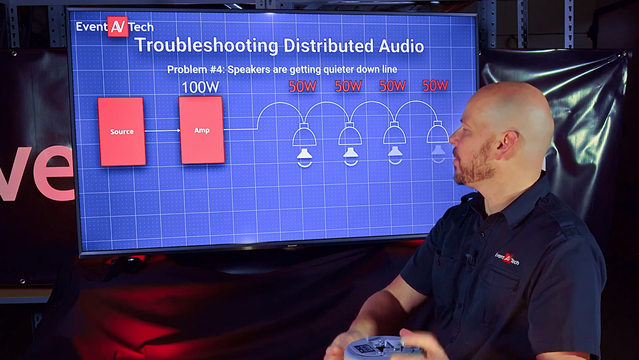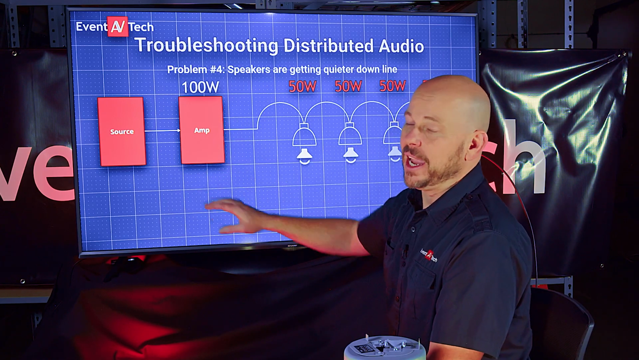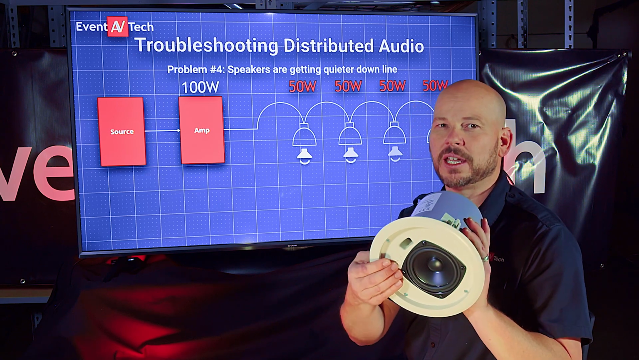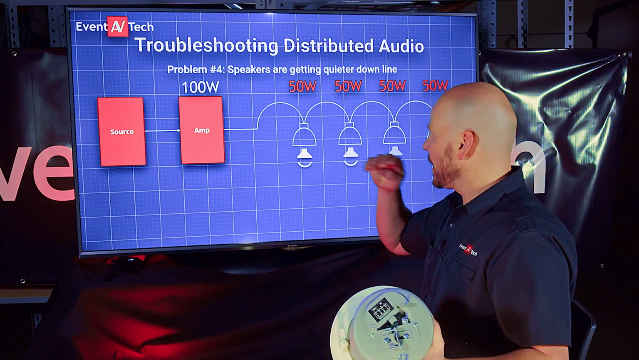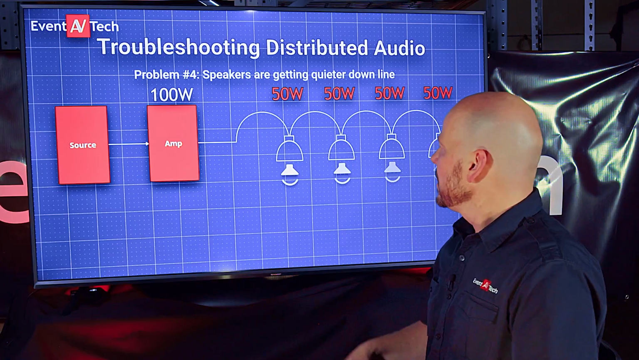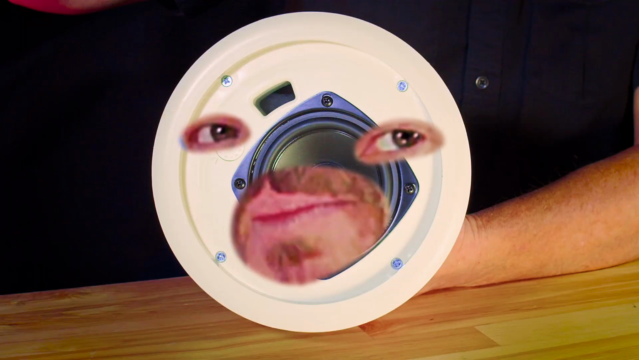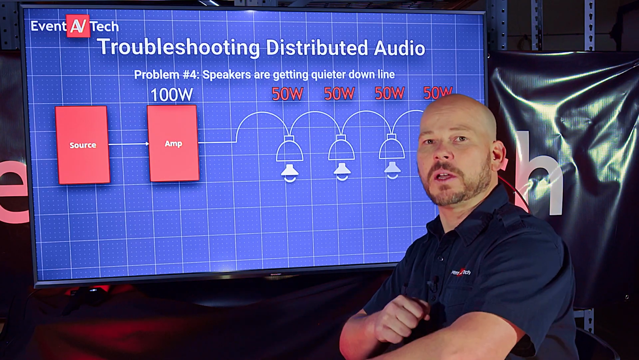In this example, we have a 100-watt amp. And in a 70-volt system, these speakers can request how many watts they want. In our example on the screen, we have 50-watt speakers. So what's happening here is every speaker is saying, "Hey, Mr. Amplifier, thank you for giving me power, but I want 50 watts." And they take 50 watts.